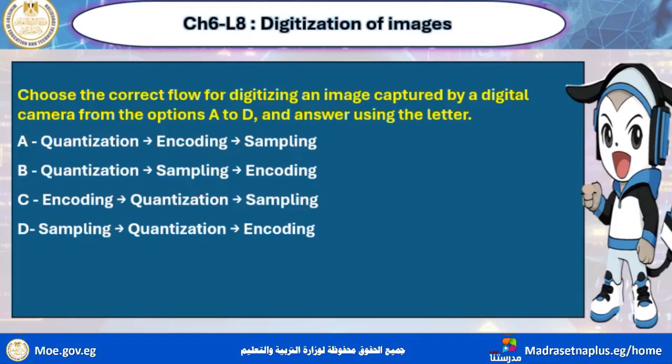Do we start with quantization? No, we don't start with quantization, so letter A is not correct. Letter B is not correct. So we start with encoding? No, encoding is the last step. We start with sampling? Yes, sampling is the first step. Then quantization, then encoding. So letter D is the correct answer.